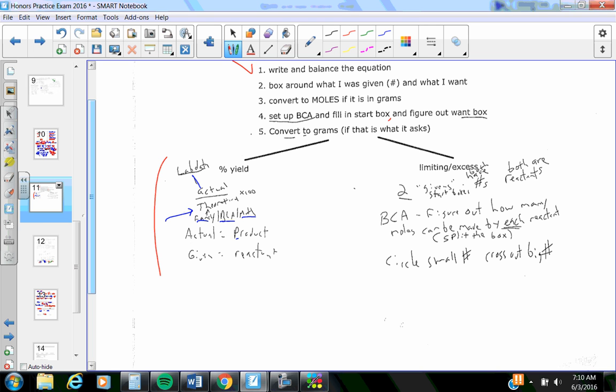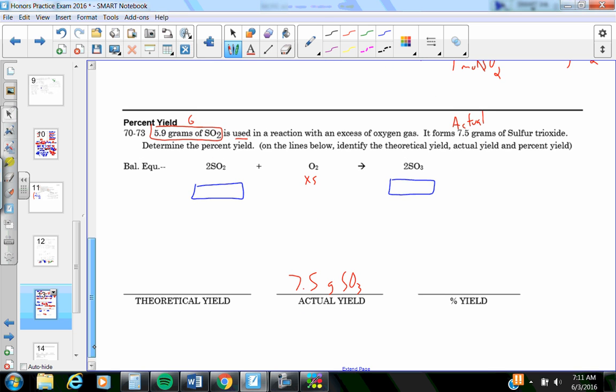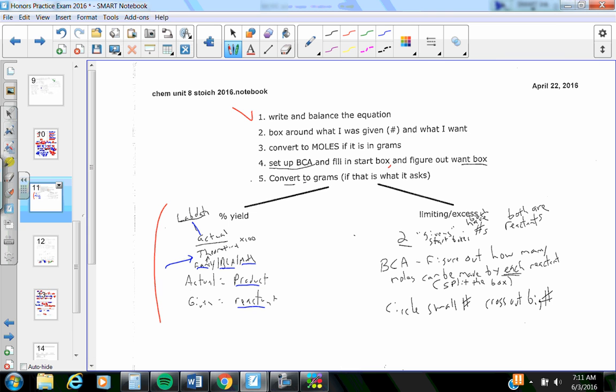The actual will be a product. If there's 2 numbers and you're not sure which is which, the actual's got to be a product. That's what they make as a product. And the given will be a reactant. So if you get thrown by 2 numbers, you can straighten that out by reading that little note. You will have access to that note that will be given to you. So first step, balance the equation. Next step, figure out what you want to know and what you're given. I need to convert to moles before I can put this into the BCA table.